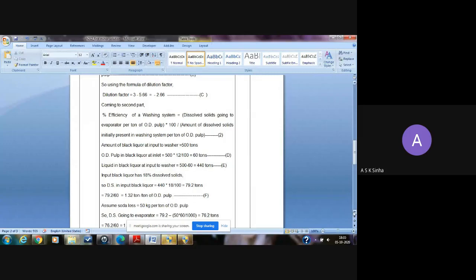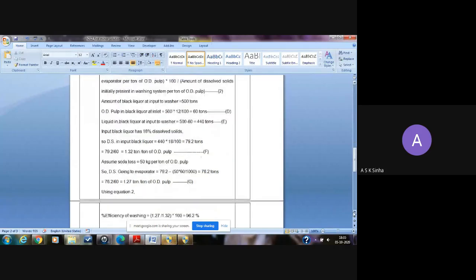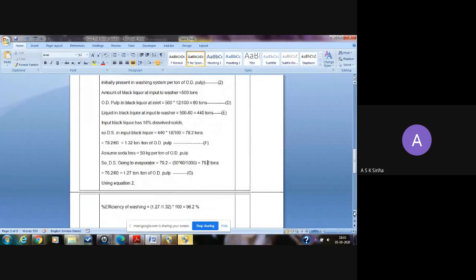Now we have to assume the amount of soda loss, because soda loss is a reality. Every time there will be some loss of the chemical due to leakage from the glands, then pipelines, again from the pumps, and due to spillage. And sometimes there is a problem in the washer. So we are assuming 50 kg per ton of the OD soda loss.